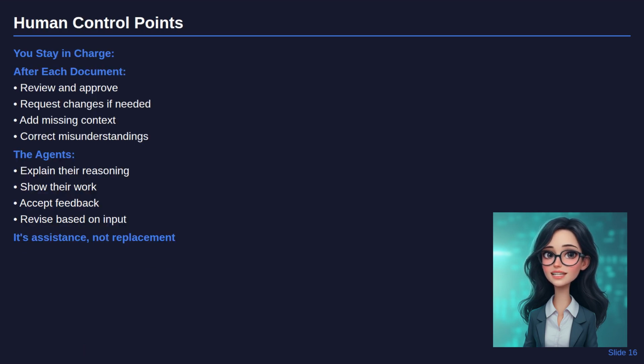Throughout this process, you stay in charge. After each document, you review and approve. If something's wrong, you request changes. If context is missing, you add it. If there's a misunderstanding, you correct it. The agents explain their reasoning, why they made certain decisions, what assumptions they're working from. They show their work. Here's how I got from A to B.